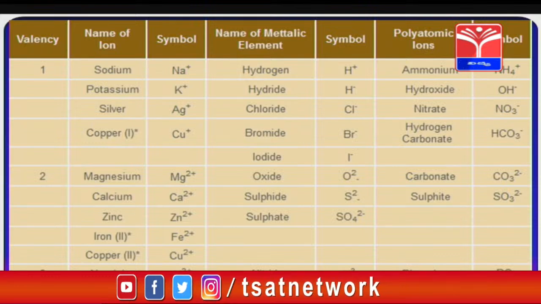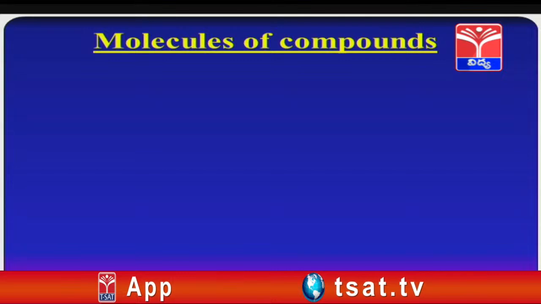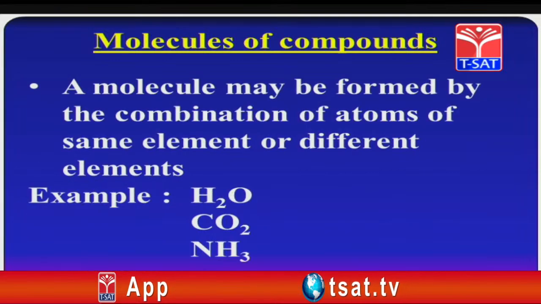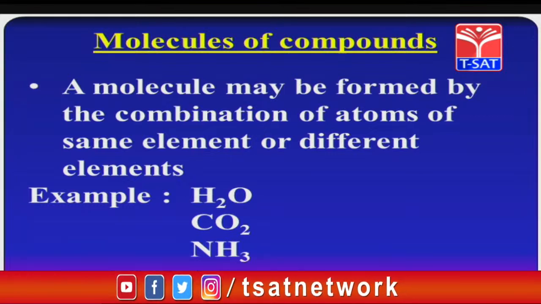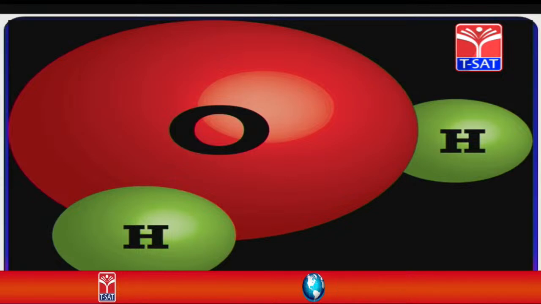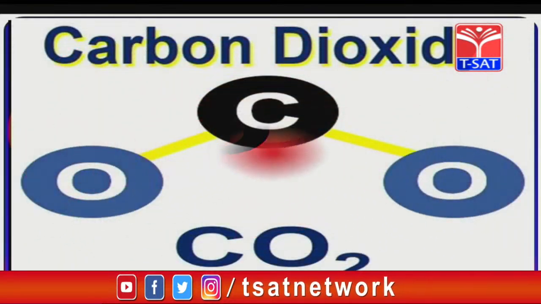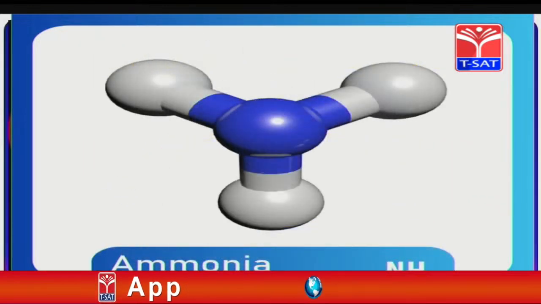Look at your textbook and please learn how to write the symbols of these ions. How are we going to write the molecules of a compound, children? As I told you, a molecule is formed by the combination of atoms of the same element or different elements. Here we have written the formula of water, H2O, the molecular formula of carbon dioxide, CO2, and the molecular formula of NH3. This is the water molecule, 1 atom of oxygen with 2 atoms of hydrogen. This is carbon dioxide, 1 atom of carbon and 2 atoms of oxygen. This is the ammonia molecule, 1 atom of nitrogen and 3 atoms of hydrogen.